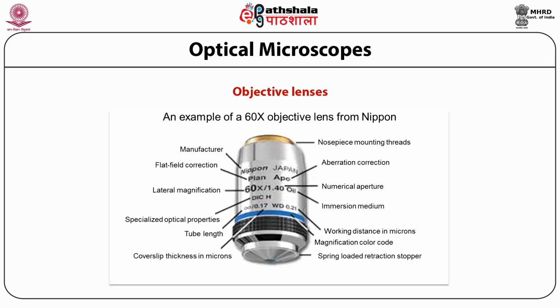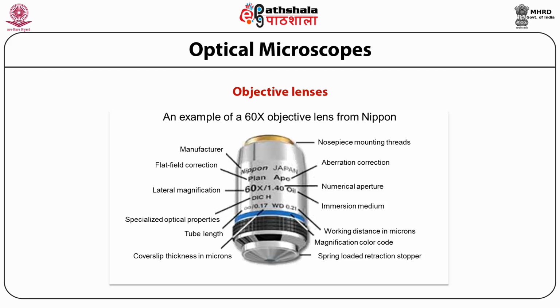And the 1.40, for example, is the numerical aperture of the objective lens. Oil means the immersion medium. In most cases you don't put any immersion medium, and the immersion medium which is there is simply air. But in some very special applications where you need to achieve very high resolution, you need a medium which has a higher refractive index than air, for example water or some kind of oil, to improve the resolution.